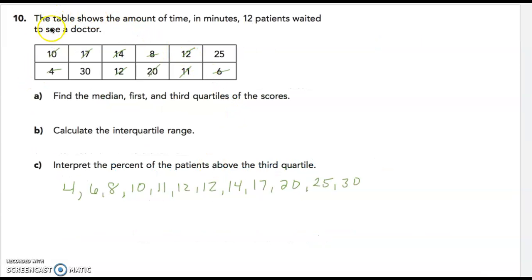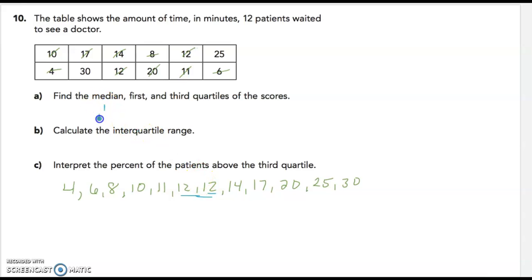For the next one, it says the table shows the amount of time in minutes 12 patients waited to see a doctor. Find the median, first, and third quartiles. Again, guys, you have to be careful about this. Make sure you check and double check. We have 12 patients, so the 6th and the 7th numbers are the two in the middle. 1, 2, 3, 4, 5, 6, and 7. We have two numbers in the middle, and they're both 12. So the median is just 12.